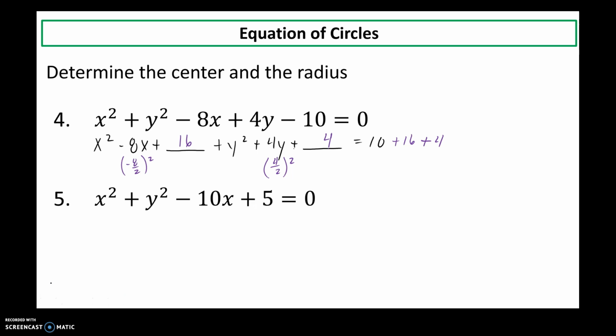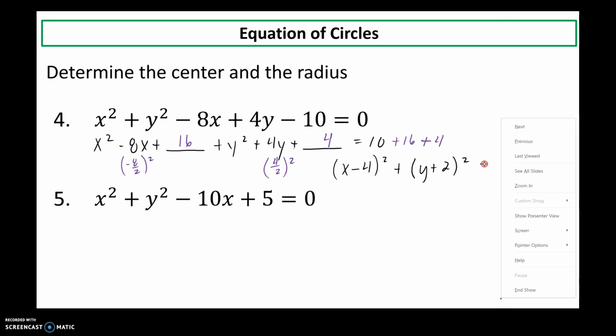Okay, so now factoring it, because I need it in factored form to find the center and the radius. Completing the square with the x's will give me a factored form of x minus 4 quantity squared. Completing the square for the y's will give me the factored form y plus 2 quantity squared. Adding the values on the right-hand side, that would give me 30.